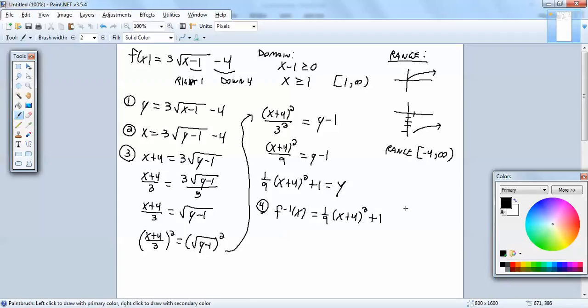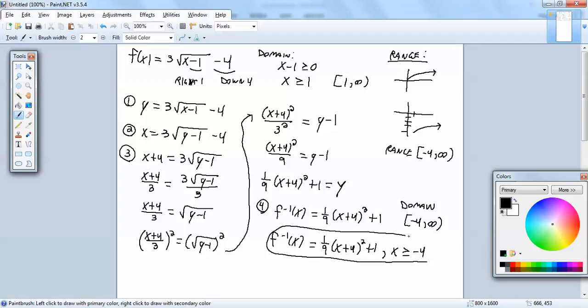So down here, our domain, for your function and your inverse, they swap. So your range is negative 4 to infinity, and down here, your domain will be negative 4 to infinity. And how we write that is we've got 1/9 times x plus 4 squared, plus 1, comma, and then you say x is greater than or equal to negative 4. Usually they're written with conditions in that form.